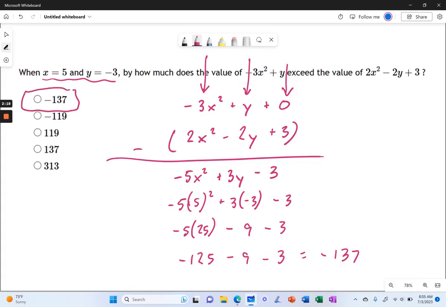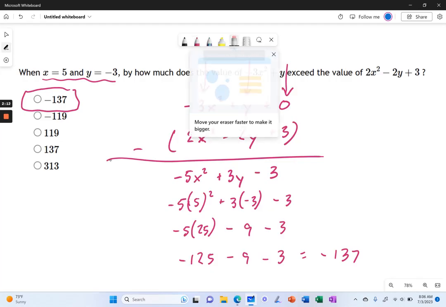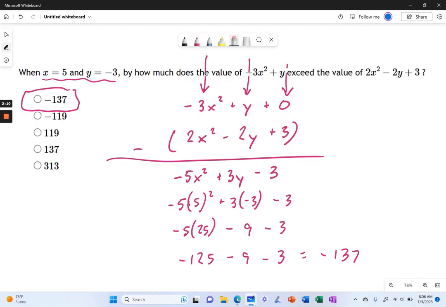Now, the slow way that we could have done it, just as a reminder, we could have plugged x equals 5, y equals negative 3 into, hold on a second, let me clear some room here. We could have plugged x equals 5, y equals negative 3 into this guy and found a value, then done the same thing here and found a value and taken the difference of the two of them. But I think that would be a little more algebra. It's a fine method, just not quite as quick.